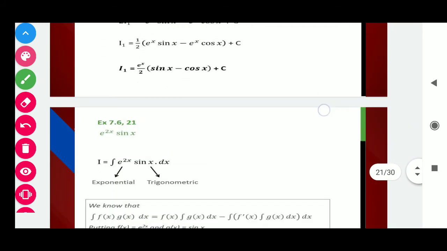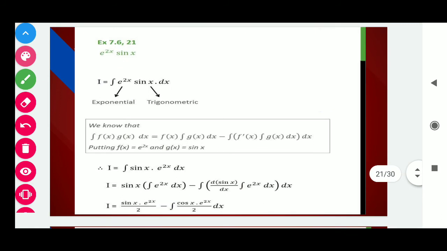And here we have question number 21 of exercise 7.6. Here we have integral of e raised to power 2x sin x with respect to x. Exponential is e raised to power 2x and sin x is the trigonometric function. So students, by using the ELATE formula, integrating by parts, we get first function as it is, integration of exponential e raised to power 2x, minus derivative of sin x, integration of exponential, complete integration. So sin x as it is noted down.